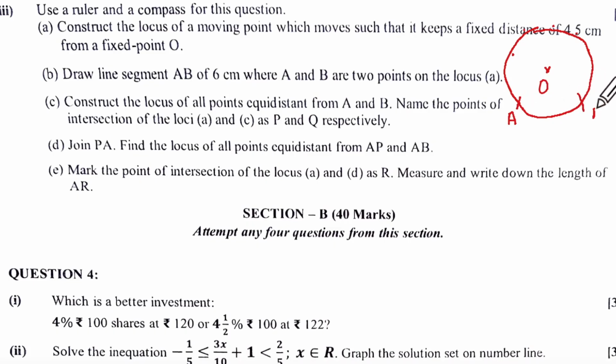Did you understand this? Yes. Now if you join this, it becomes 6 centimeters. Understanding? I hope we are showing this as we are reading this. Now come to C, read. Construct the locus of all points equidistant from A and B. Name the points of intersection.